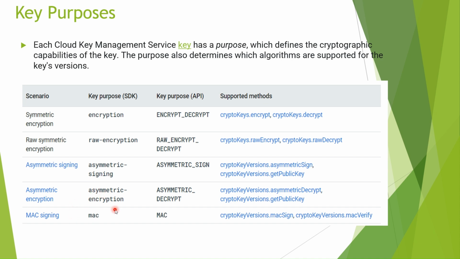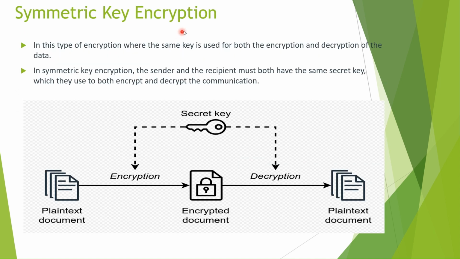After that, we have MAC signing. So we will see all these options and how we can do them. First of all, we start with symmetric encryption, and we will see how to create a symmetric key to encrypt and decrypt. So this is symmetric encryption.